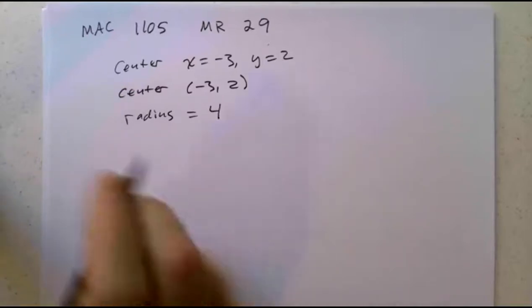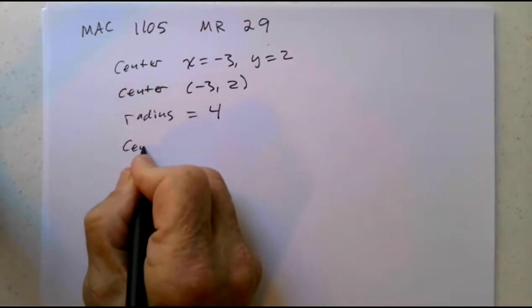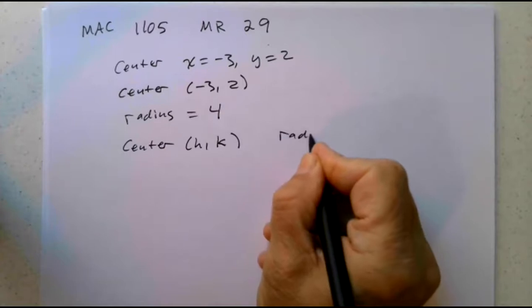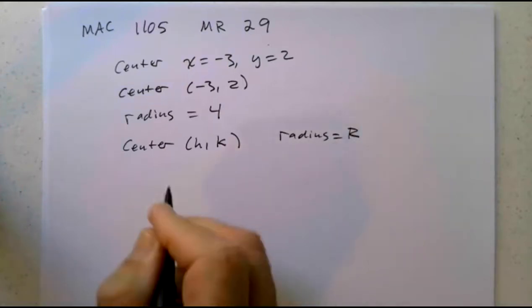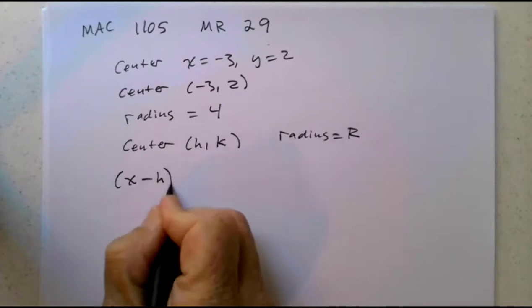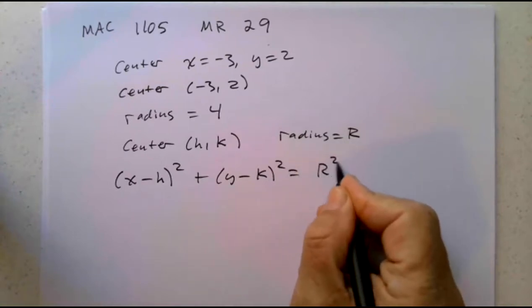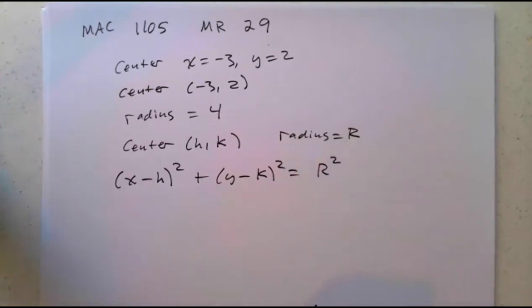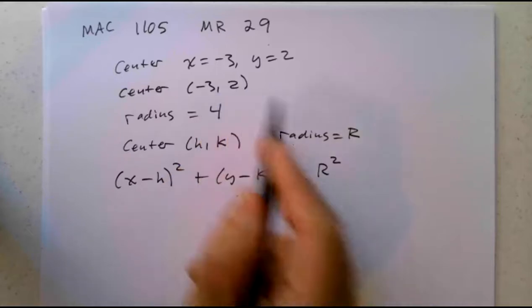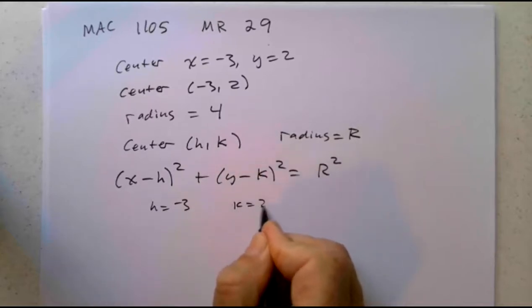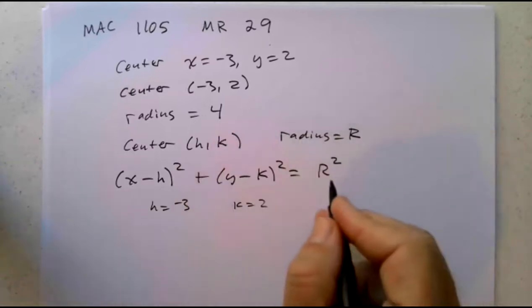Now what is our general form for a circle? So if the center is h comma k and the radius is r, our equation for the circle is x minus h squared plus y minus k squared equals r squared. It would be nice if you would know why, and you could think about the distance formula to help you develop that argument. But here I have the center is -3 comma 2. So in my example, h is -3 and k is 2. And r of course is 4.